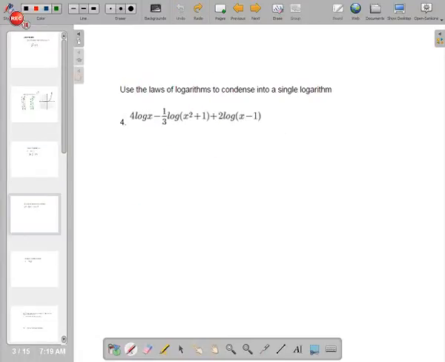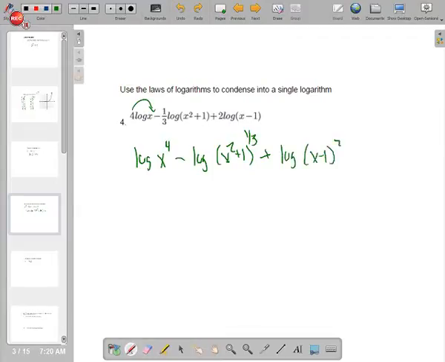Use the laws of logarithm to condense. So right now, first thing I'm going to do is put these exponents back inside the logarithm. So that's log x to the fourth minus log x squared plus 1, so to the 1/3 power. That's actually a cube root. I'll probably rewrite that. Log x minus 1 squared.